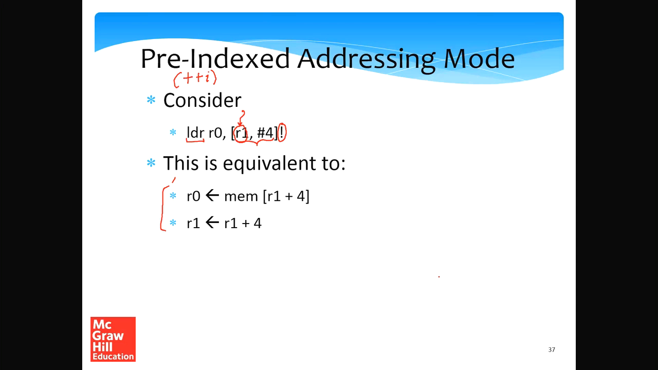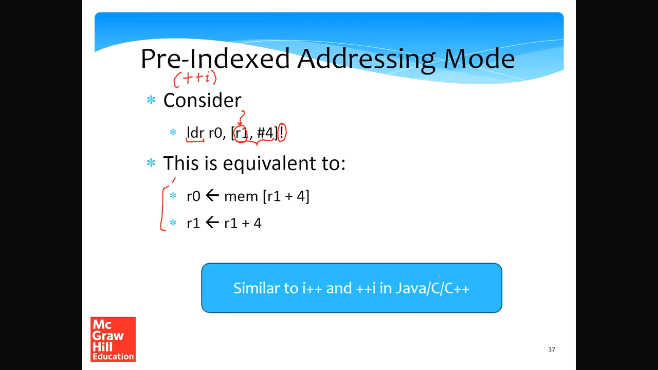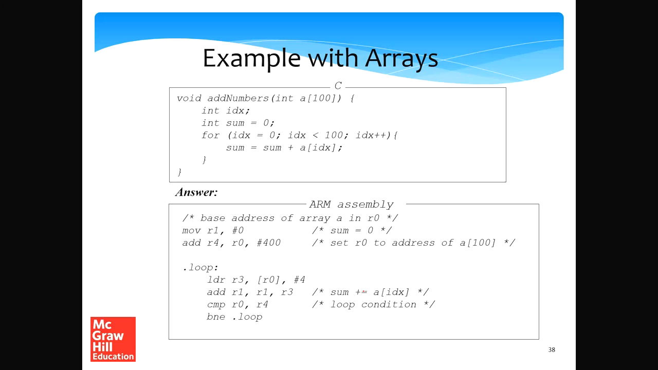Now let's take a look at the same example with slightly reduced code. Before looking at the example, I just want to stress once again that i++ is the post-indexed mode, similar to what is there in Java, C, and C++. And ++i is the pre-indexed mode, where we first increment the variable and then use it. Alright, let's take a look at an example with arrays: the same example, adding the first 100 elements of an array.